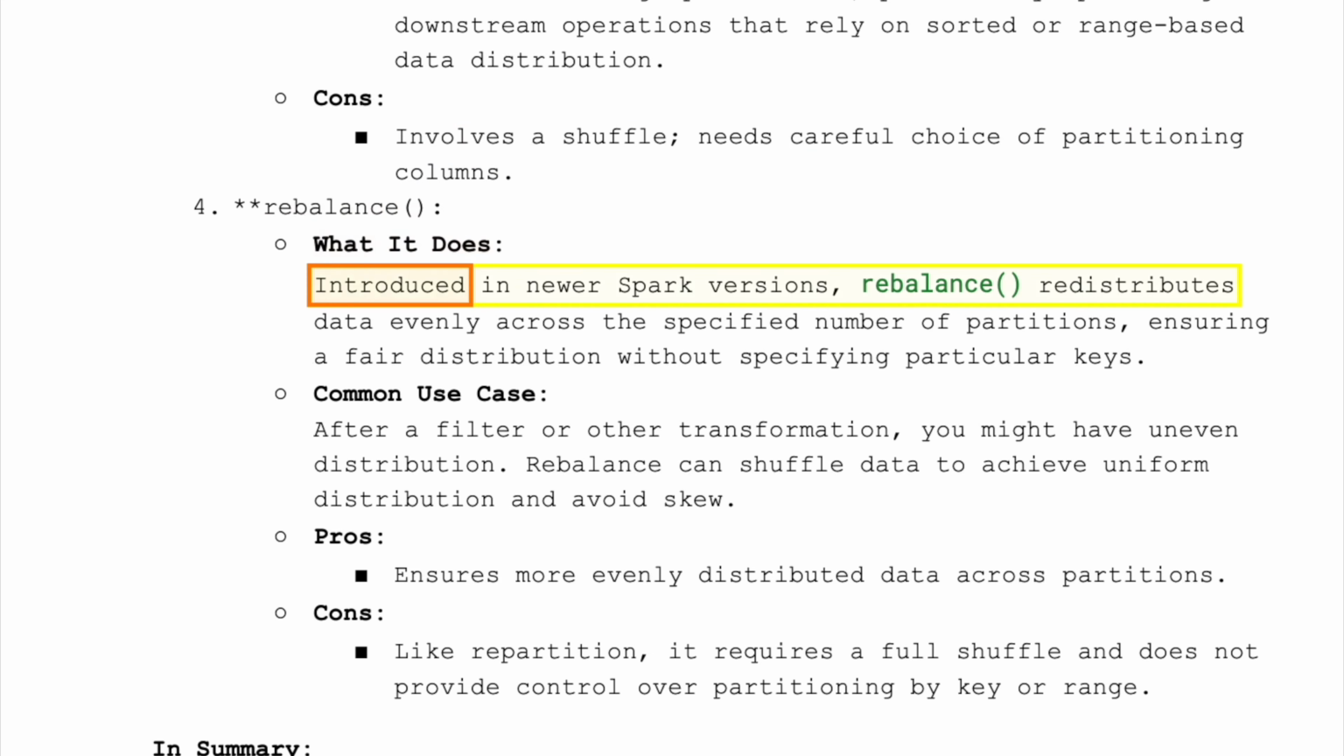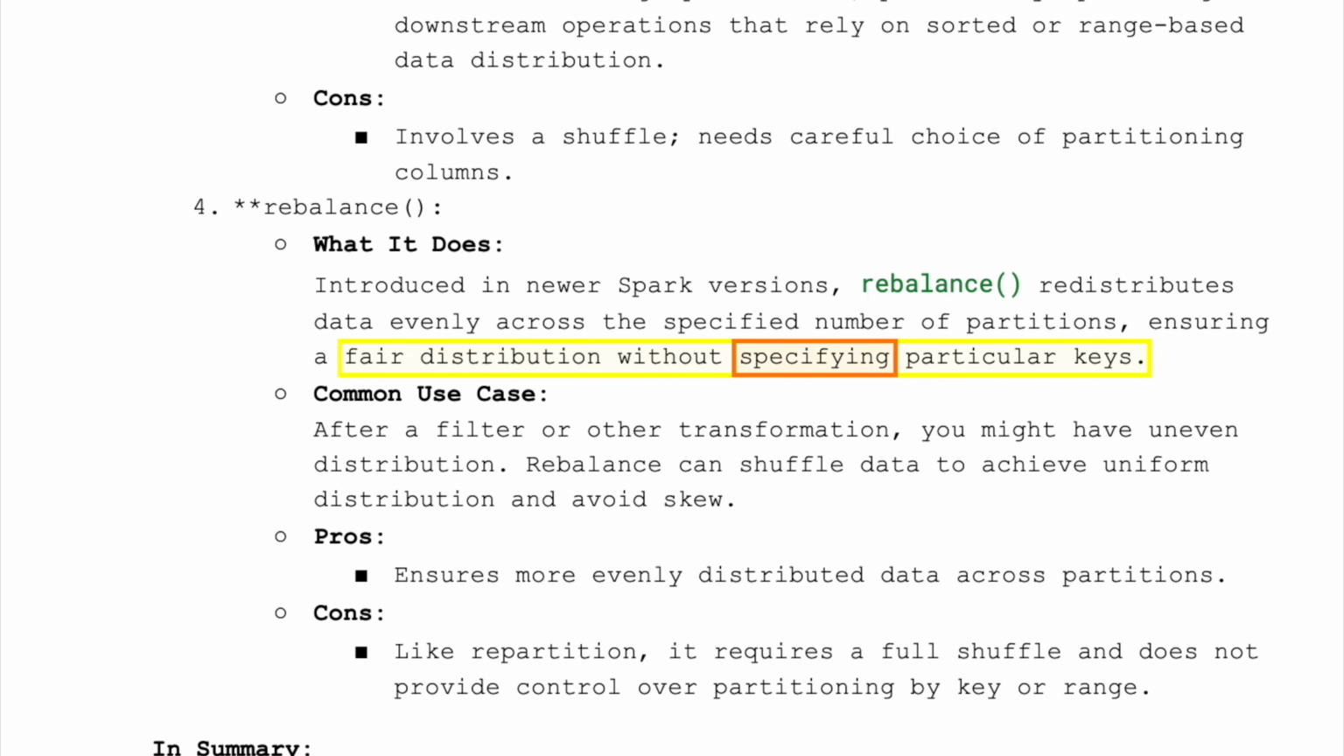What it does: introduced in newer Spark versions, rebalance redistributes data evenly across the specified number of partitions, ensuring a fair distribution without specifying particular keys. Common use case: after a filter or other transformation, you might have uneven distribution. Rebalance can shuffle data to achieve uniform distribution and avoid skew.